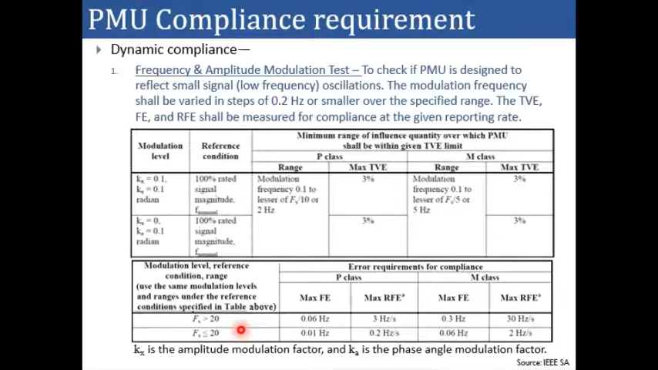Now let's talk about the frequency error and rate of change of frequency error. If frame reporting rate is more than 20, the frequency error for P class is 0.06 Hz. Maximum rate of change of frequency error is 3 Hz per second. For M class, the values are 0.3 Hz and 30 Hz per second. If the frame reporting rate is less than 20, then frequency error is 0.01 Hz. Maximum rate of change of frequency error is 0.2 Hz per second for P class. For M class, the same values are 0.06 Hz and 2 Hz per second.